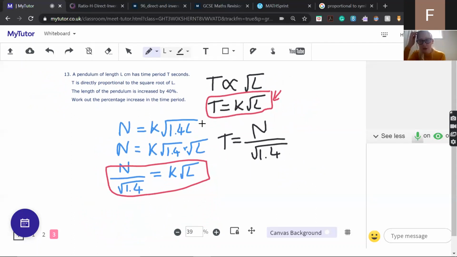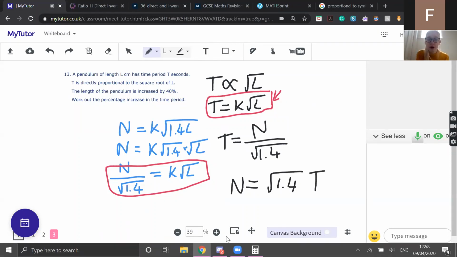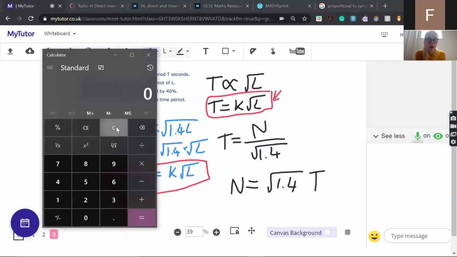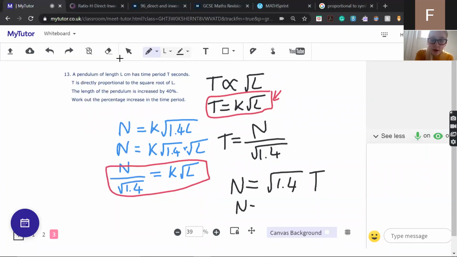This is a really, really hard question. I'd say this is level 9. So then N, we're going to multiply by root 1.4 on both sides. So N is root 1.4 T. Let's work out what root 1.4 is. Let's go 1.18. We'll just go to 2 decimal places. So N equals 1.18 T.